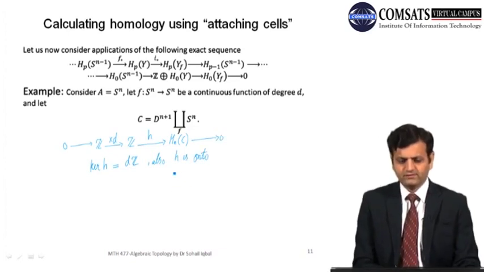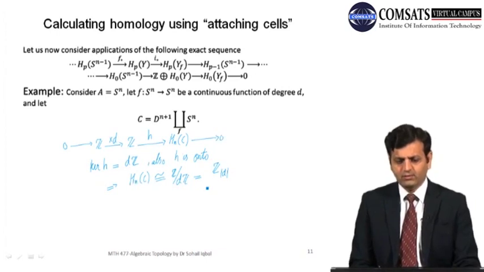So given these two facts, we can say that HnC is isomorphic to Z_n... Z quotient with the kernel of h, but the kernel of h is dZ. So in other words, we can say that this is equal to Zd. Okay, so so far we have calculated the homology of C for i equal to n, where n is the same as this Sn.